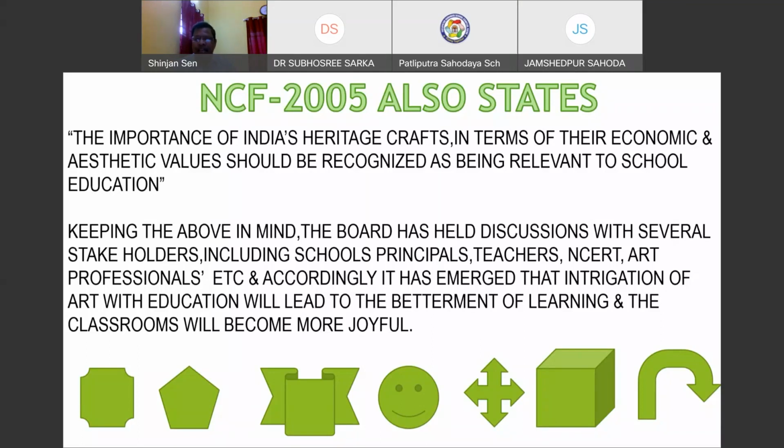What CBSE is saying as far as NCF's recommendation, keeping in mind the importance of heritage, culture, crafts, their economic values, their aesthetic values, is that CBSE has held discussions with several stakeholders, including schools, principals, teachers, NCERT, art professionals, etc. And accordingly, it has emerged that integration of art with education will lead to the betterment of learning and the classrooms will become more joyful.